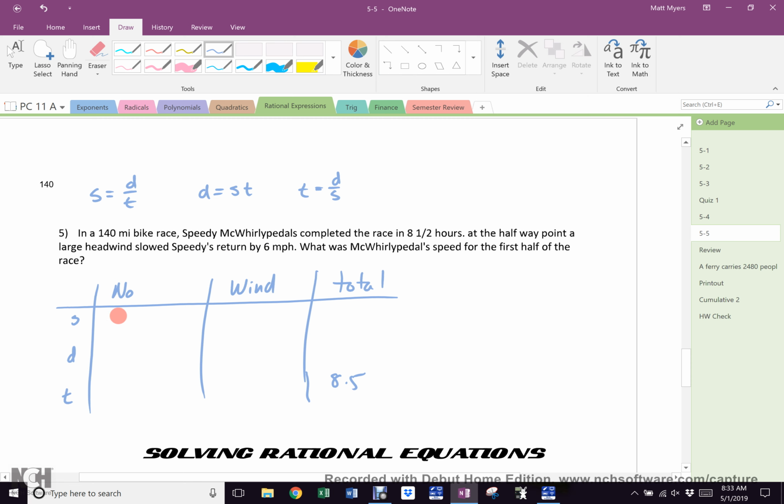What was his speed? Do we know his speed? Yes or no? No. So what do we give it? S. What happened when the wind hit him? S minus 6. Do we know the distance?